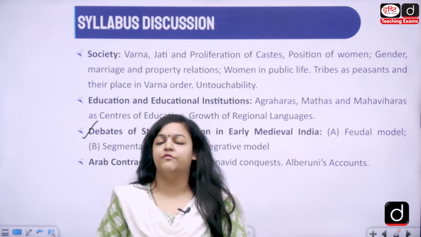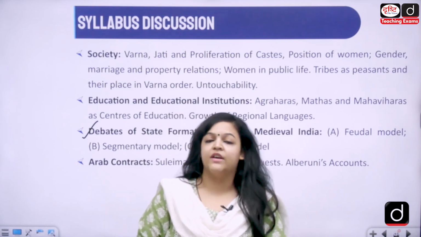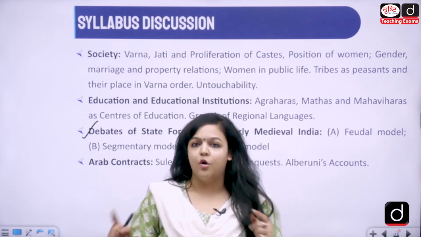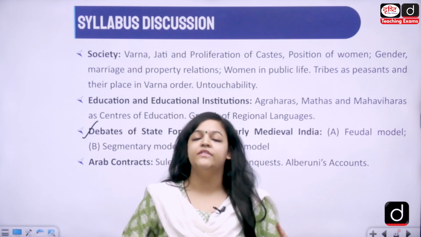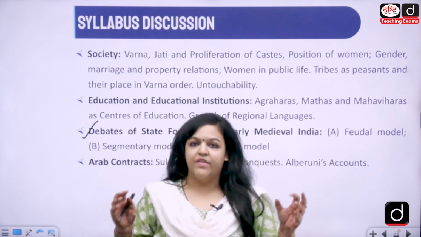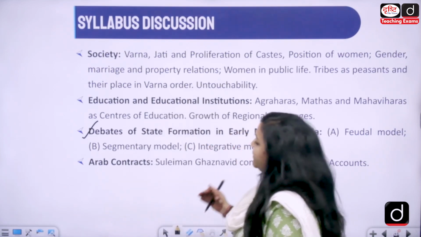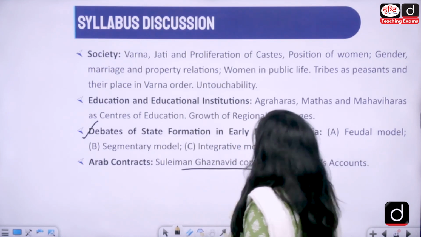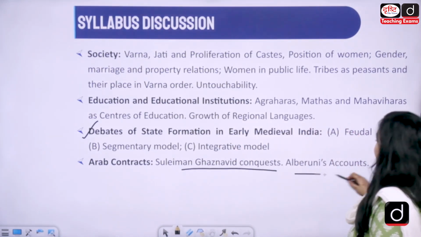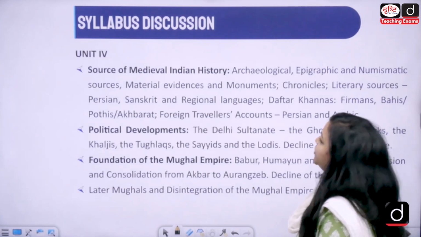We have Burton Stein giving us the segmentary model. We have R.S. Sharma giving us the feudal model. So we will talk about those models, their criticism as well, and we will see how far they are even applicable or not, right? And then we move on to the next phase, where we will see the Ghaznavid conquest and the account which has been left by Al-Biruni. Then we move on to Unit 4.